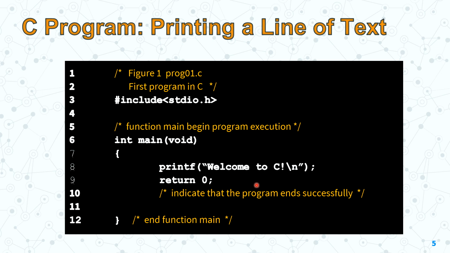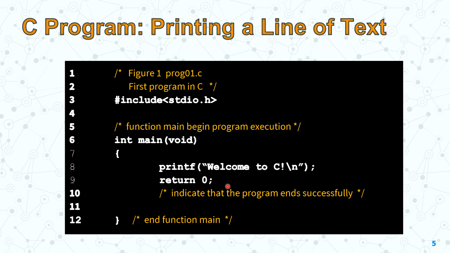Inside the function, we see this statement, printf "Welcome to C." So this line instructs the computer to print the message "Welcome to C" on the screen. Notice that the text is enclosed in double quotation marks, opened and closed with the double quotation mark. This is required when printing a string.